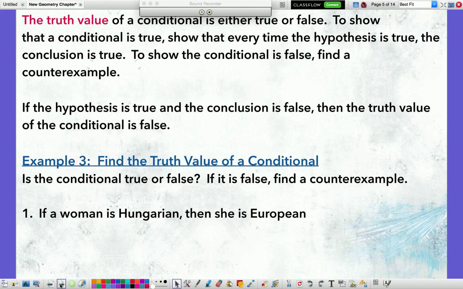Okay? So these are conditional statements already written for us. Okay, and we're going to decide if it is true or false. If it's false, then we're going to find a counterexample. Okay, so the first one says if a woman is Hungarian, then she is European. Okay, that's a true statement.